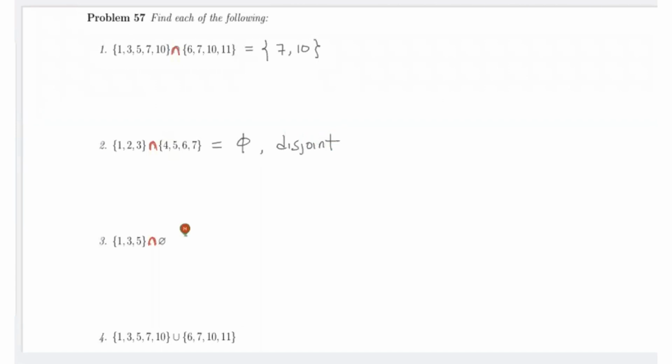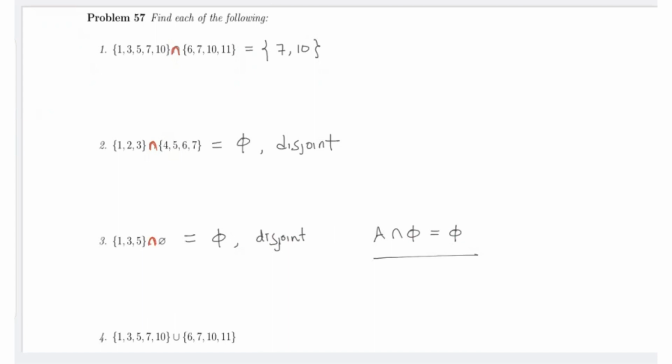All right, number 3, the set 1, 3, 5 intersect with the empty set. Leslie, is there any common element between these 2 sets? No, so the empty set. So it's disjoint. Remember, any set intersect with the empty set is the empty set. Don't forget this.